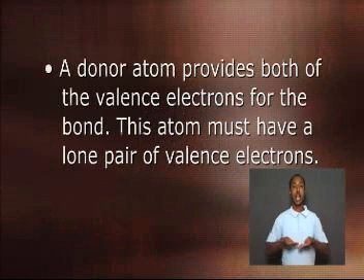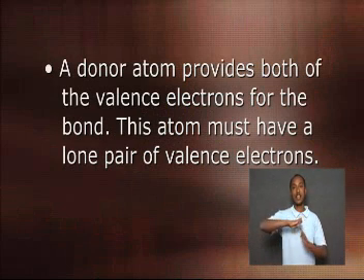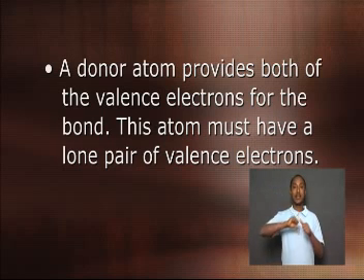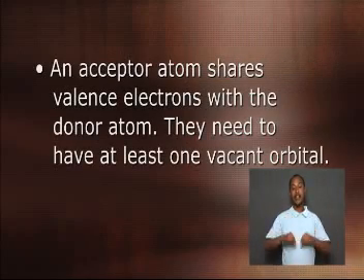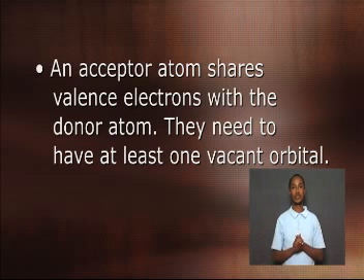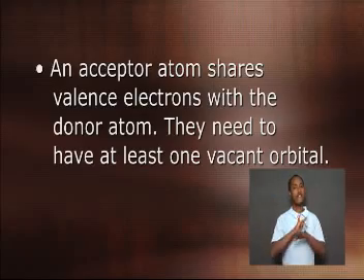A donor atom is the atom that provides both of the valence electrons for the bond. Thus, this atom must have a lone pair of valence electrons. An acceptor atom is one that shares valence electrons with the donor atom. Acceptor atoms must have at least one vacant orbital. I am sure that you had no problem answering those.